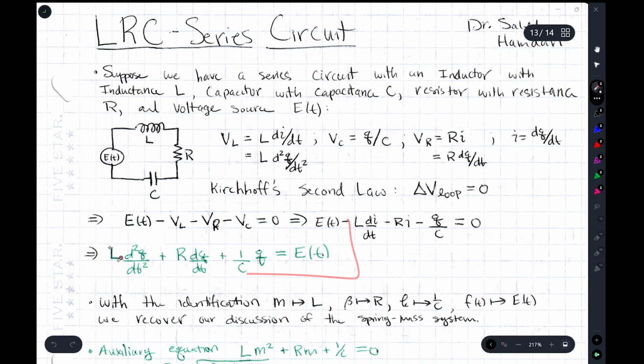Where L is seen as a parameter that's a constant, R likewise, and C likewise. So what do we have here? We have a second order differential equation in charge with constant coefficients, okay? It's non-homogeneous when the source is non-zero.